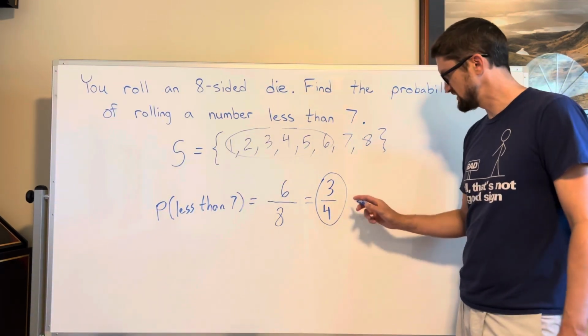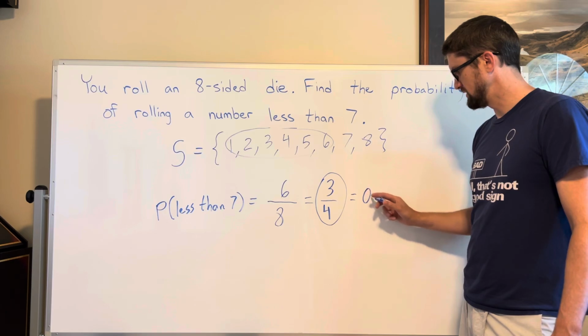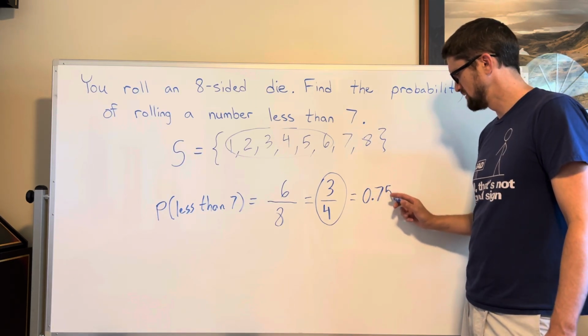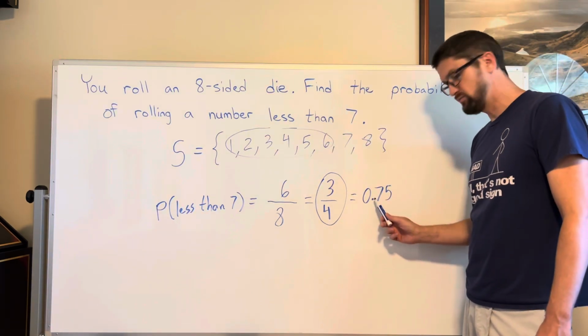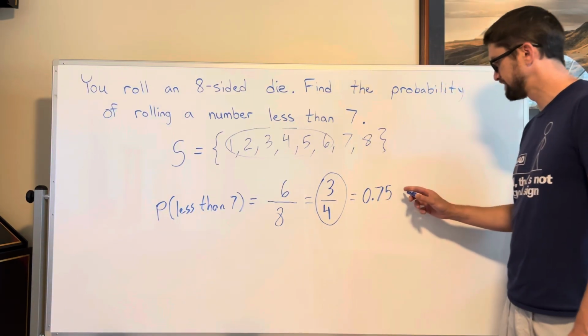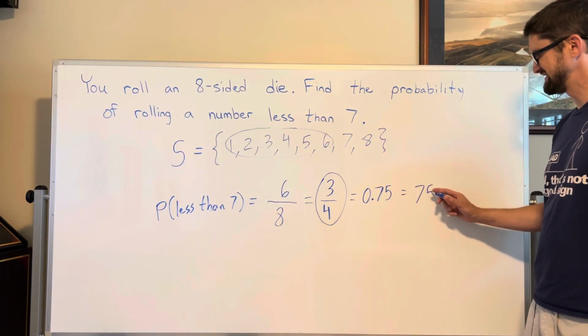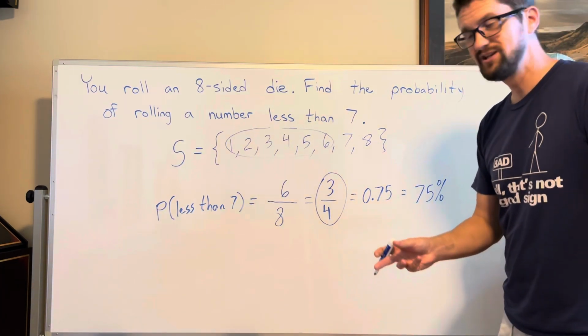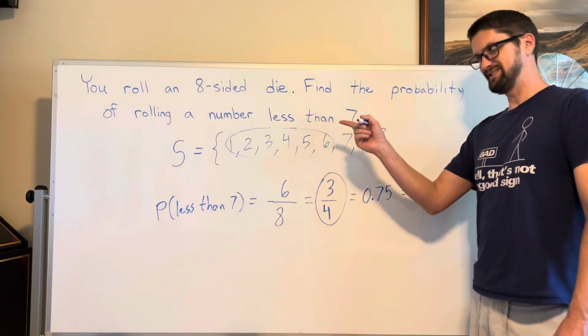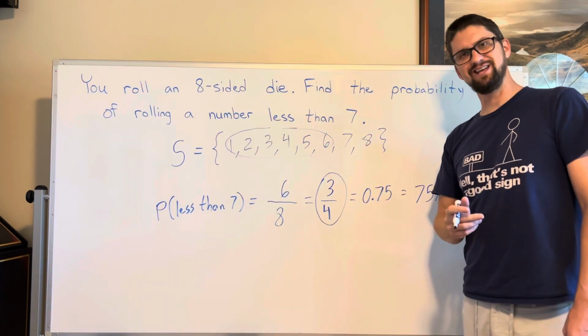If you write this as a decimal, it would be 0.75. And writing it as a percent, you would move the decimal 2 spots to the right. That is 75%. So there's a 75% chance of rolling a number less than 7 when you roll an 8-sided die.